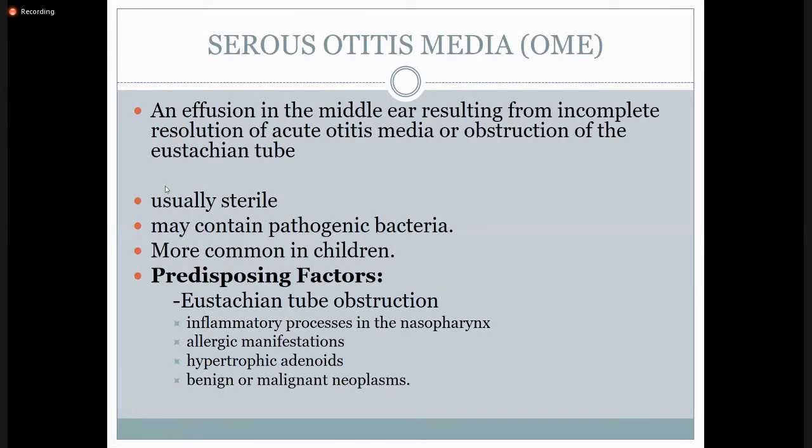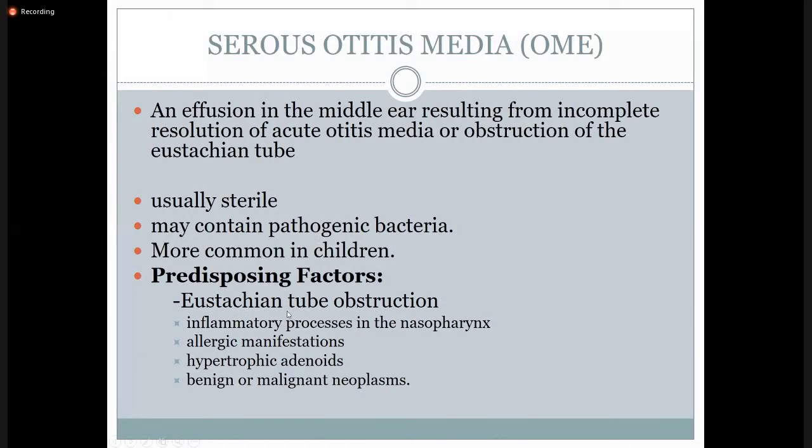Serous otitis media is another condition of the middle ear. You can say that it's inflammation of the middle ear resulting from incomplete resolution of the fluid, or sometimes it may arise de novo. Basically, it is because of the eustachian tube block, and middle ear pressure rises, the fluid starts collecting inside the middle ear cavity. This is basically sterile fluid, or this is simply transudate from the blood vessels in the mucosa of the middle ear. It may contain pathogenic bacteria when it becomes suppurated, and most commonly in children.